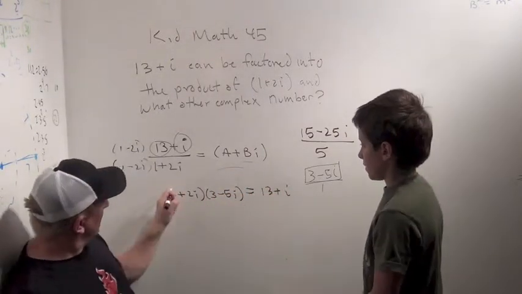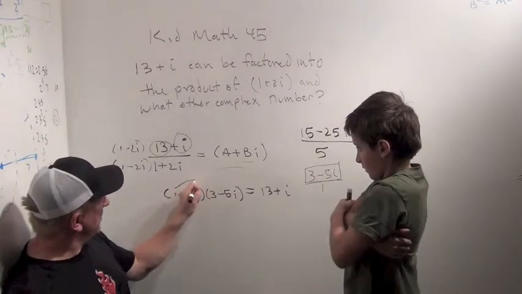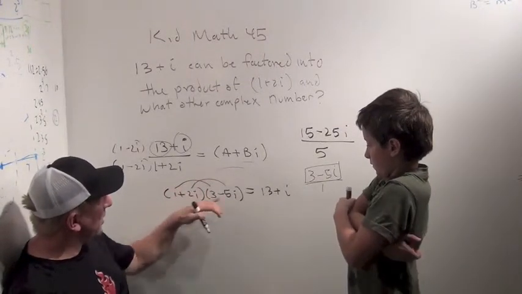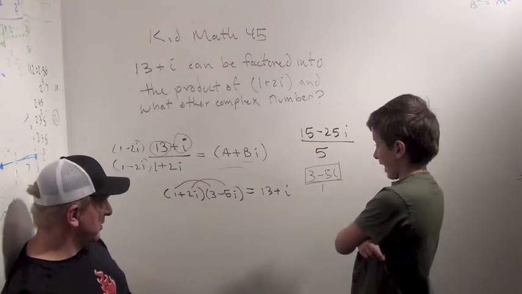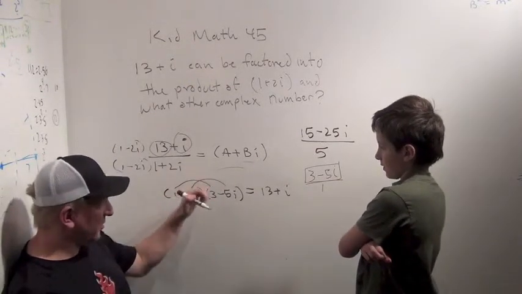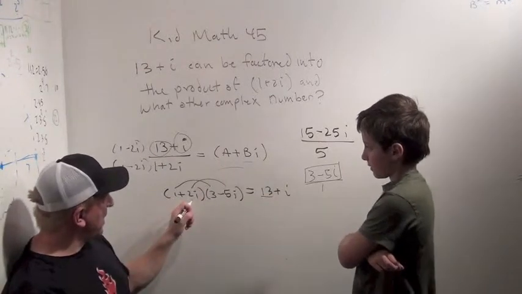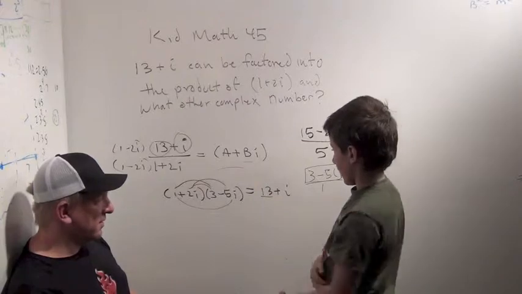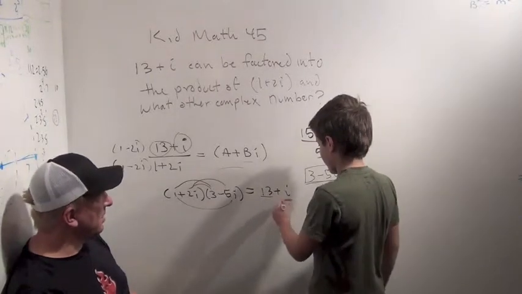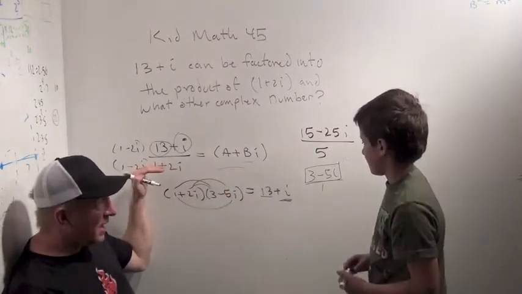Okay. So let's see. The real numbers are going to come from the 3 and the 2i times minus 5i. What is 2i times minus 5i? It's 10. 10 plus 3 is 13. And then the i's are going to come from minus 5i plus 6i, which is i. There we go. So we solved this problem just by dividing.